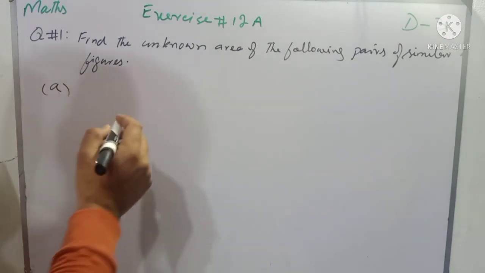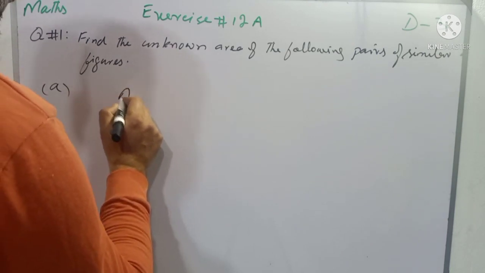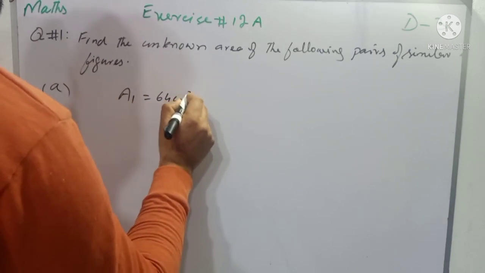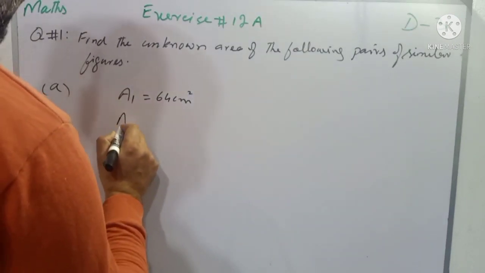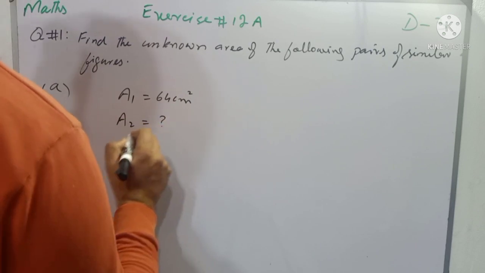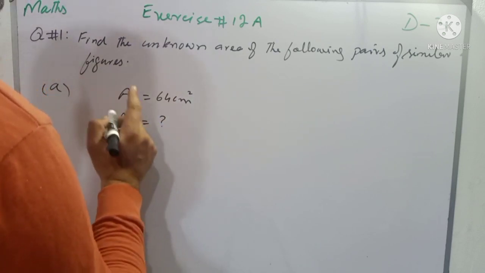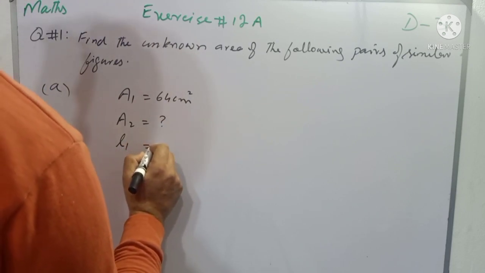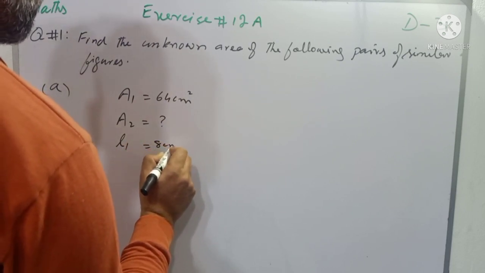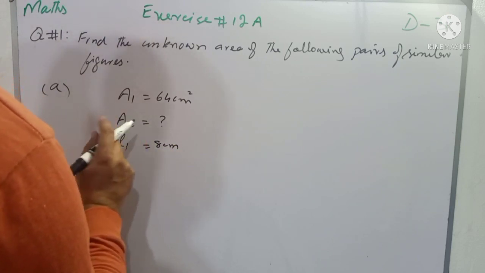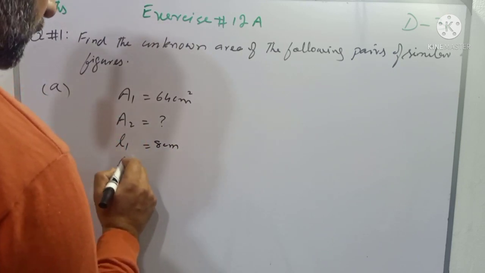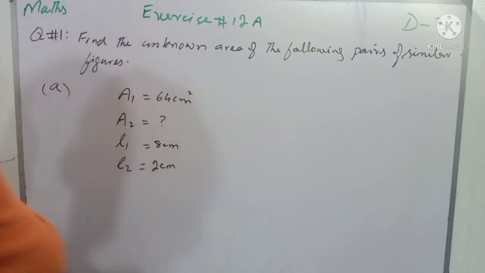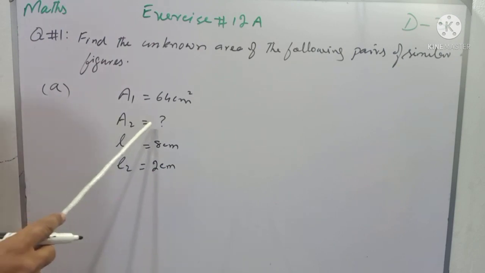The area of the larger triangle, A1, is 64 centimeters square, whereas the area of triangle 2 we have to find. The length of triangle 1, L1, is 8 centimeters, whereas the length of triangle 2, L2, is 2 centimeters, and we have to find the area of triangle 2.